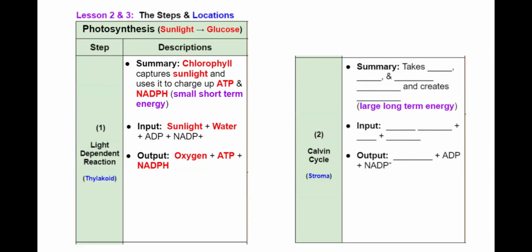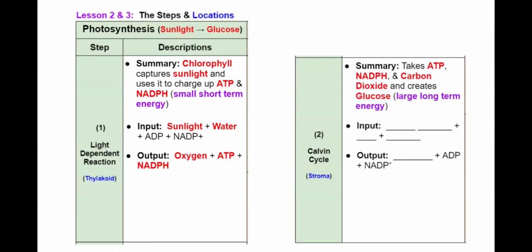And those ATP and NADPH then move over to the Calvin cycle in the stroma. Again, remember, light dependent happens in the thylakoid. Calvin cycle happens in the stroma. And we're going to take that ATP, NADPH, and the carbon dioxide that it takes in. Remember, that's the one thing that we hadn't used yet. We used sunlight and water, hadn't used carbon dioxide yet. And we're going to create glucose. This is a large, long-term energy source that's going to be used for storage.